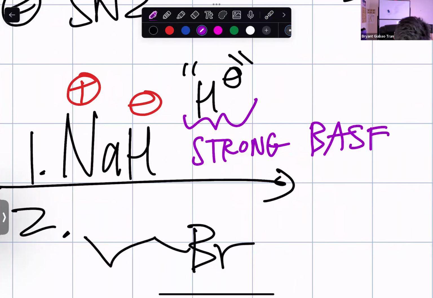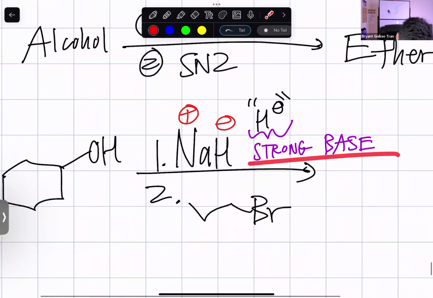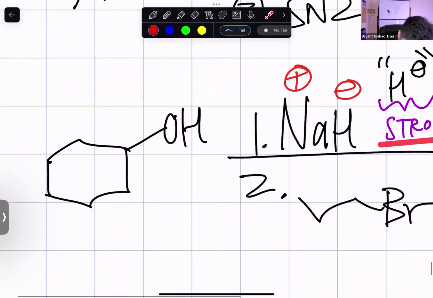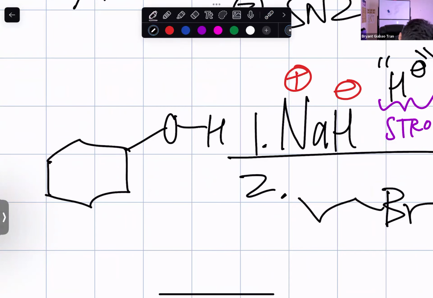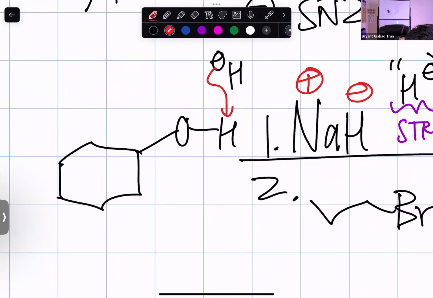That H minus is very unstable. A negative charge on a very small atom is very unstable. If it's very unstable, it's very reactive, very basic. If it's a strong base, it's going to look for the most acidic hydrogen, which is the hydrogen directly attached to the electronegative atom here, oxygen. So the H minus is going to attack that H.